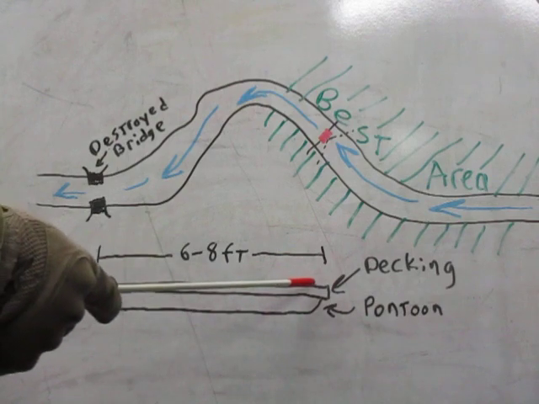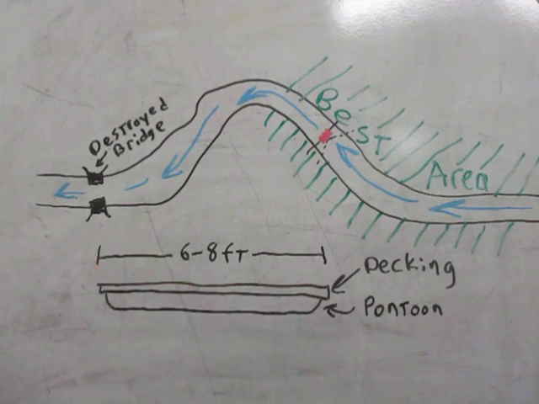Over the top of this, you're going to have decking. This decking is going to be a large piece of material. It could be a door off a house, a nice solid wooden door. It could be a barn door. It could be a piece of plywood. Or you could use planks, wooden boards going perpendicular to your pontoons on the bottom.